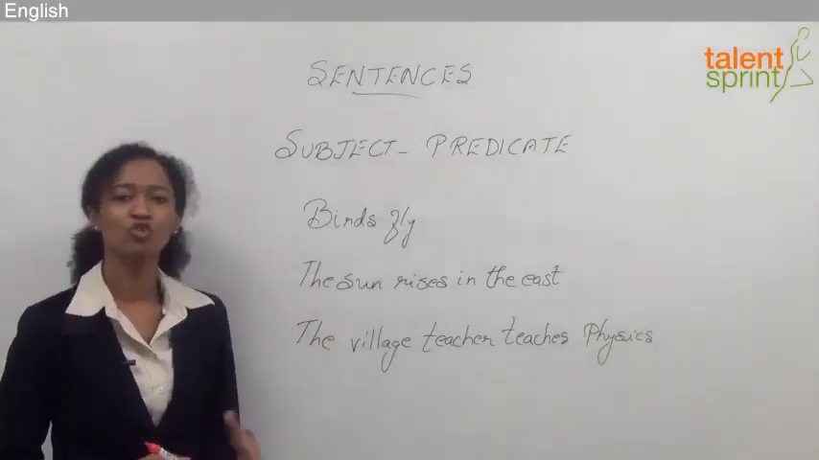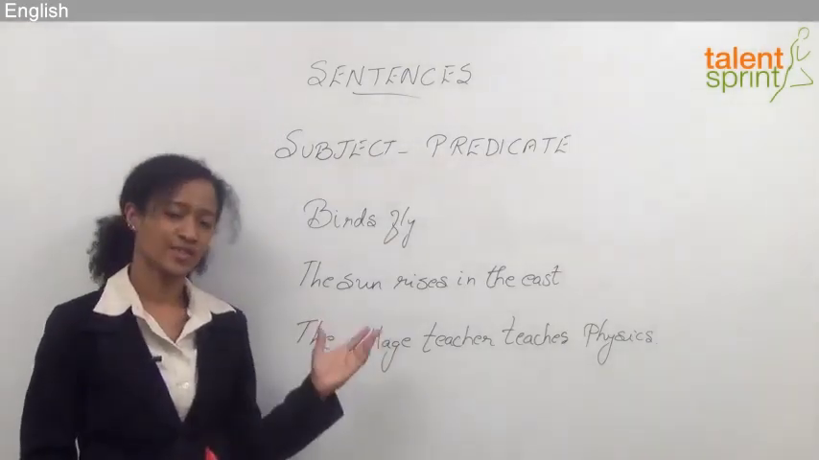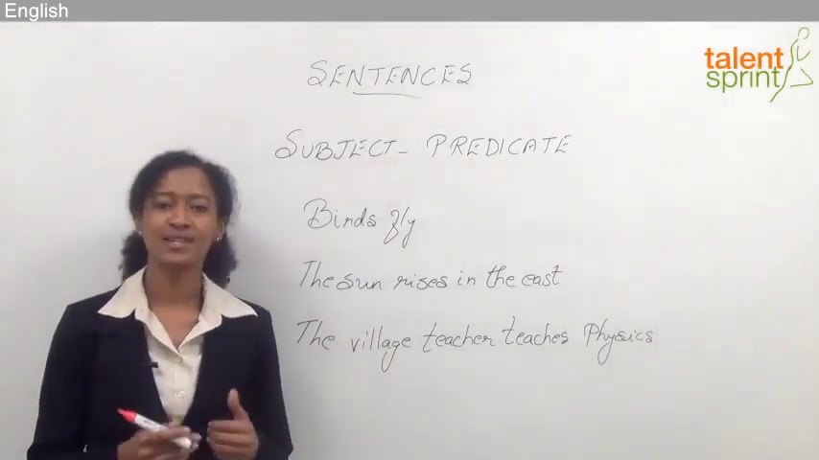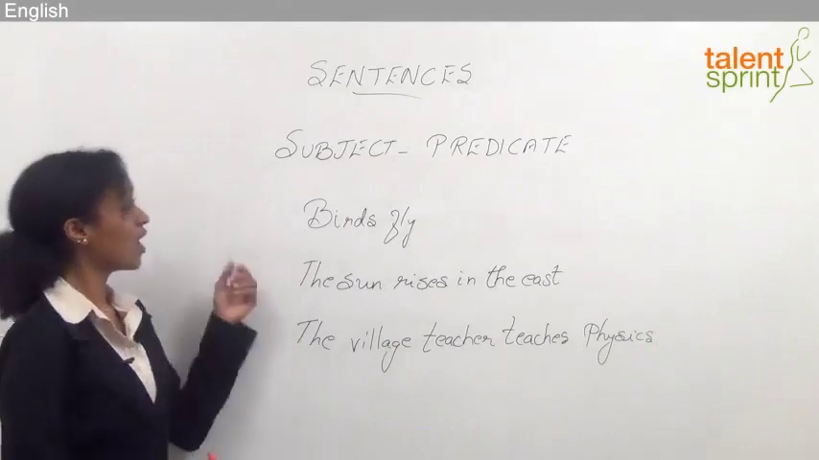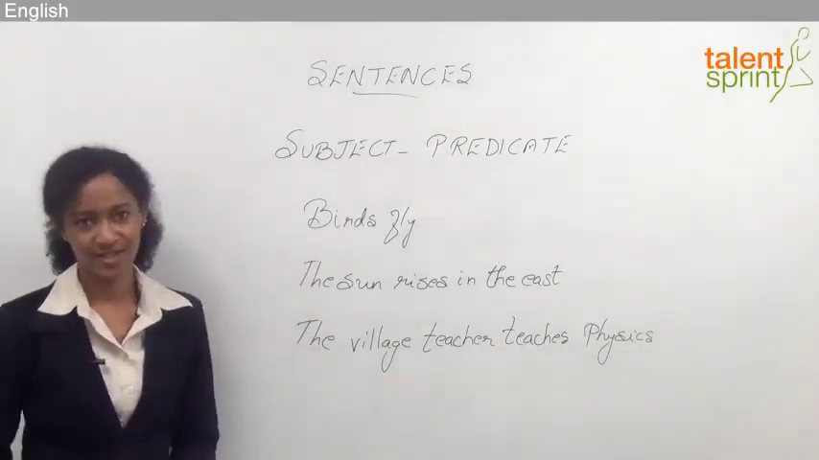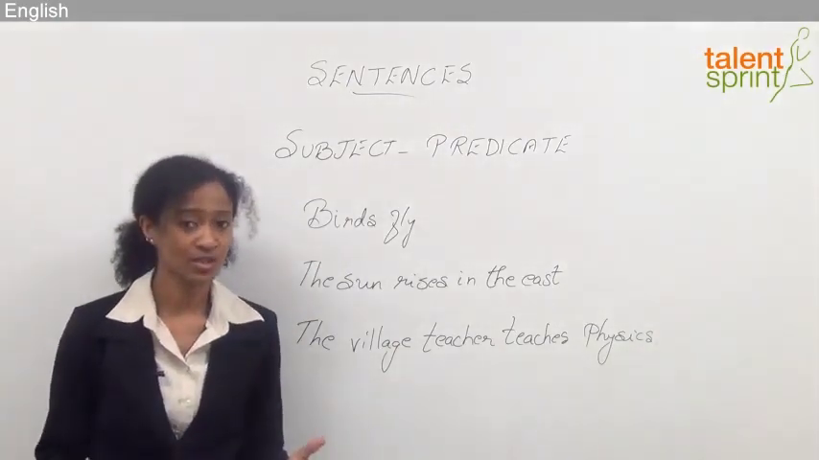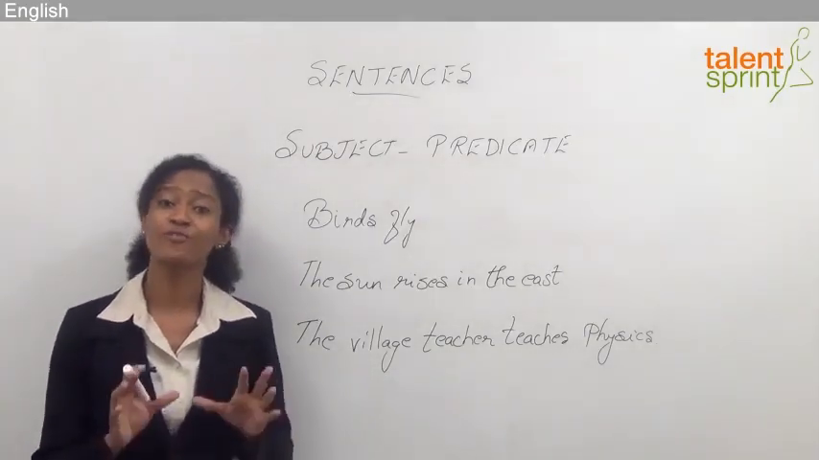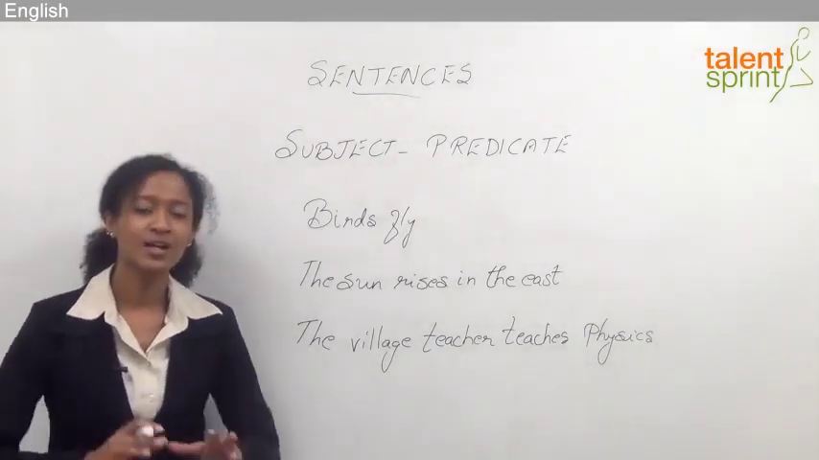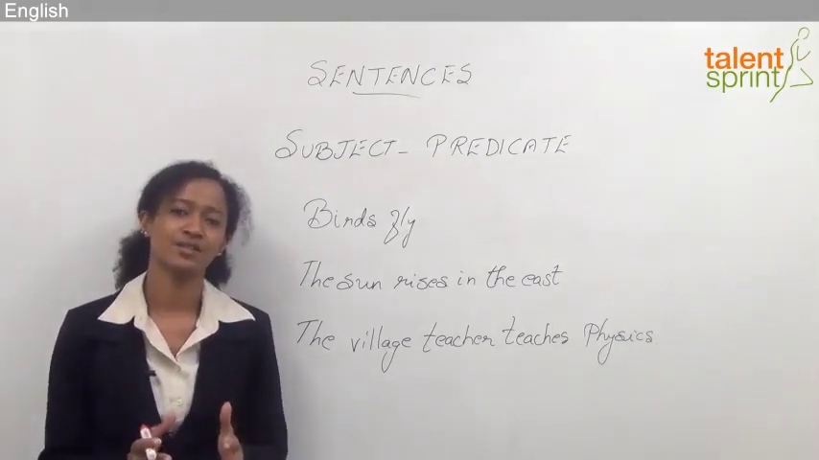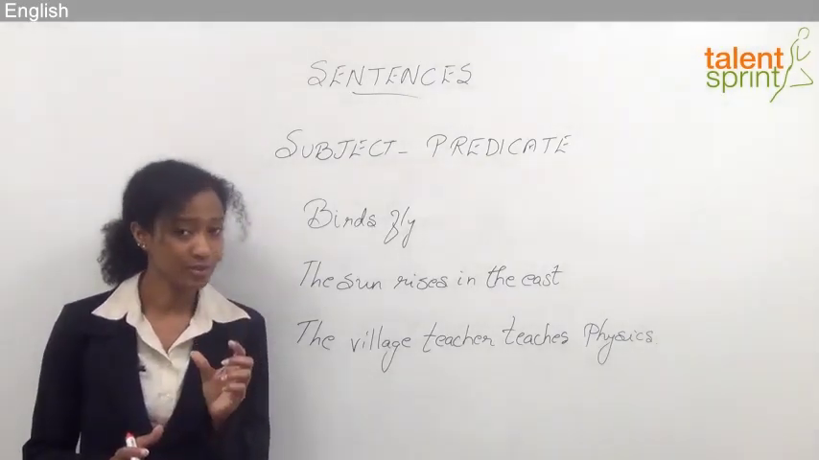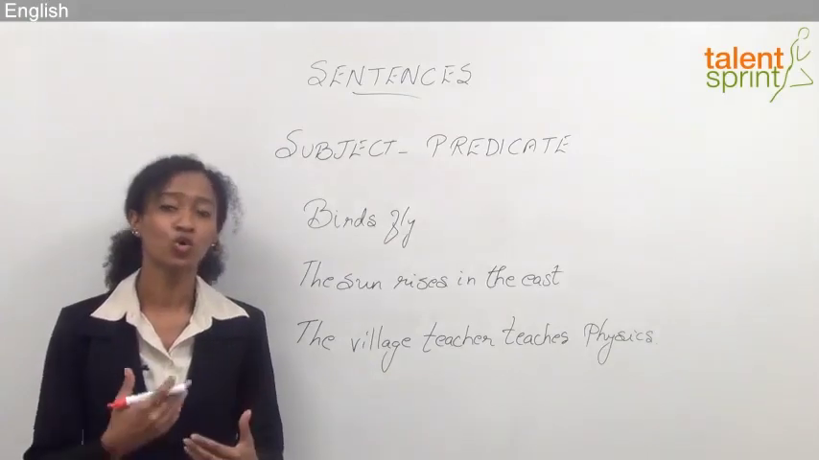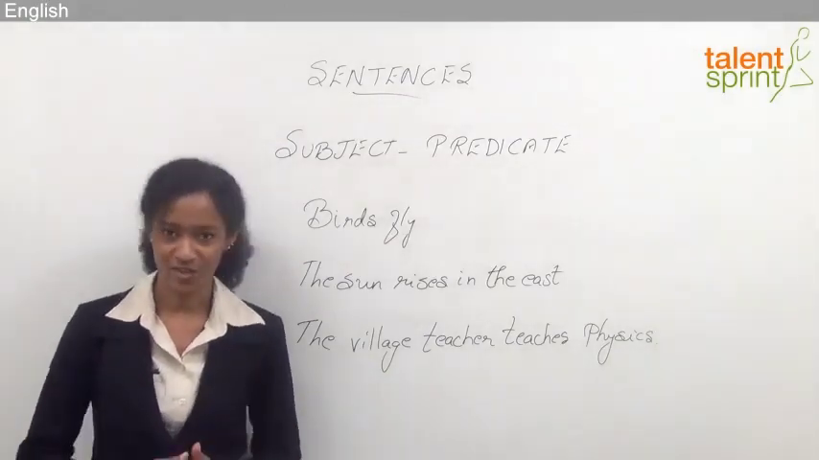So, we have two parts to the sentence, which are the subject and the predicate. Let's understand that with examples. Birds fly is our first example. Now, what is a subject? A subject is the name of a person or a thing about whom or which the verb speaks. Alright? A tip to identify the subject in a sentence is to identify the verb and then add a question, who or what, to it, and there's your subject.